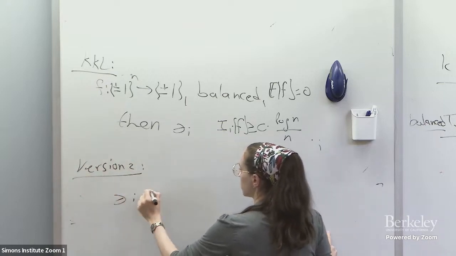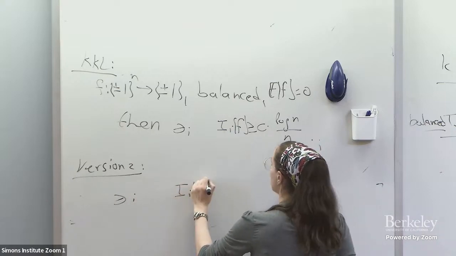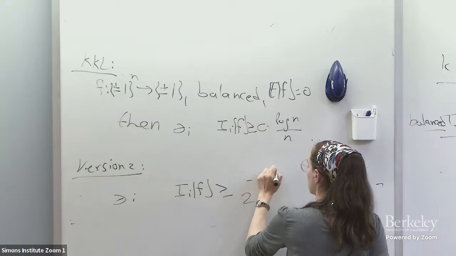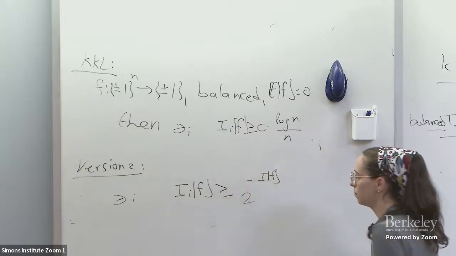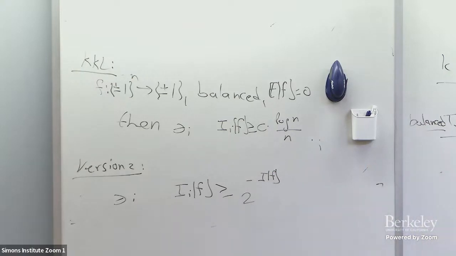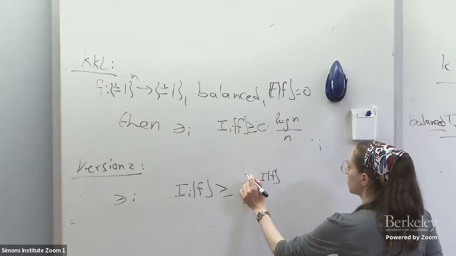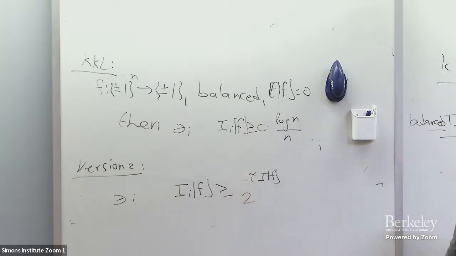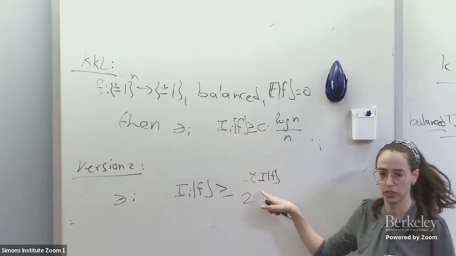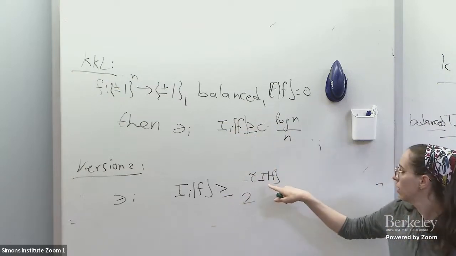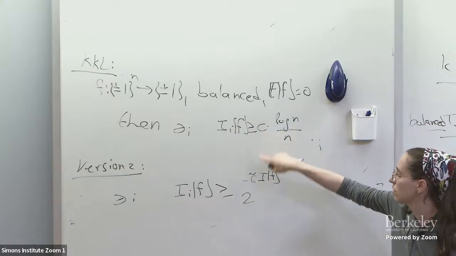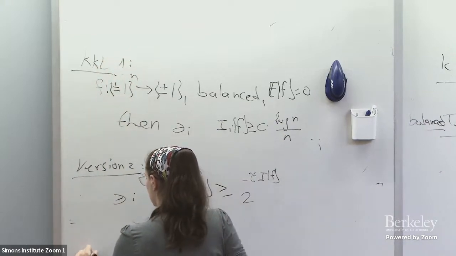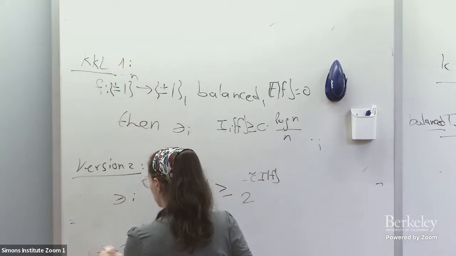There always exists some i with influence I_i at least 2 to the minus the total influence, with some constant. So what they actually proved is this version. Let us see for a minute how we can imply the first from the second, because it's very easy. So 1 implies 2, 2 implies first.